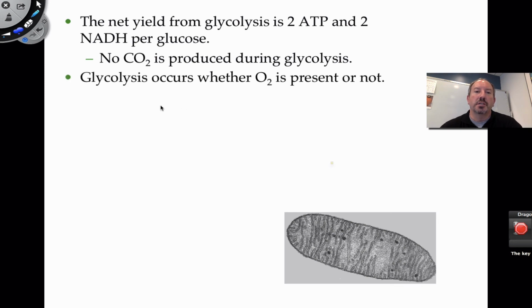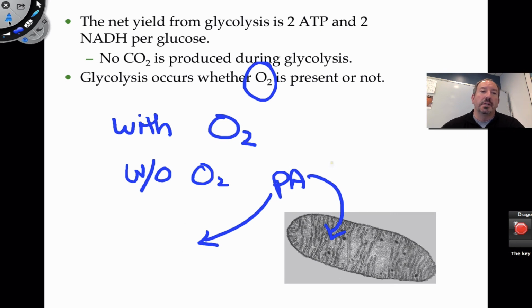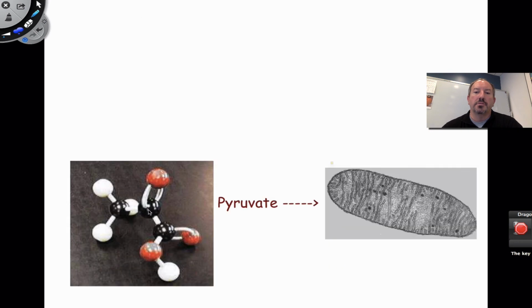There's no CO2 produced, and glycolysis occurs whether or not there's oxygen present, because it's an anaerobic pathway. But if oxygen is present, then pyruvic acid would go into the mitochondria. Without oxygen, pyruvic acid stays in the cytoplasm, and it's either converted to, here's a little foreshadow, alcohol if you're yeast or bacteria, or lactic acid if you're an animal. Or actually some bacteria as well can do that.